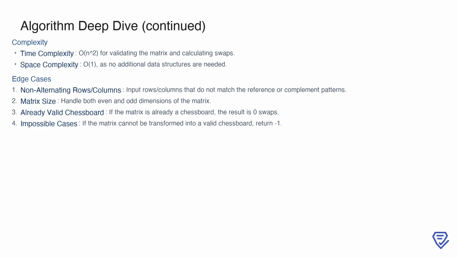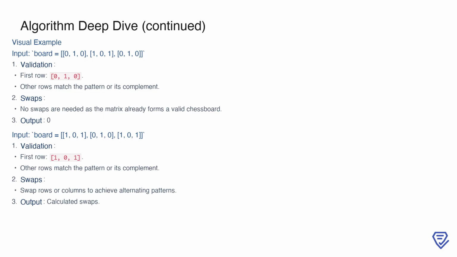For example, if rows or columns are non-alternating and do not match the reference or complement patterns, the transformation is impossible, and we return -1. We also handle matrices of both even and odd dimensions carefully, ensuring the counts align correctly for alternating patterns. If the matrix is already a valid chessboard, the result is simply zero swaps. Finally, we account for cases where the transformation is infeasible due to incorrect structure, allowing us to exit early and save computation. To solidify our understanding, let's look at a visual example.